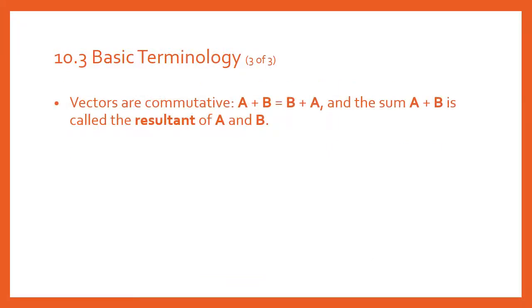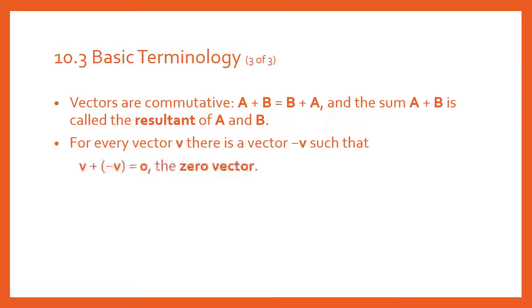Vector addition is commutative, so A plus B equals B plus A. The sum is called the resultant. For every vector v, there is a vector negative v such that v plus negative v equals 0, which is called the zero vector. In other words, if you add a vector and its opposite, you get 0.